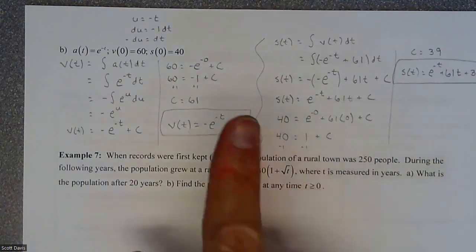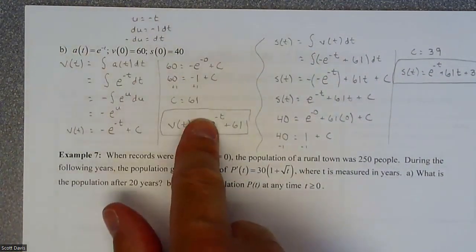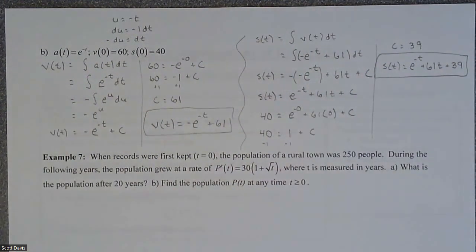All right, so that was using given information from acceleration, creating a velocity function, and then using that to create our position function.